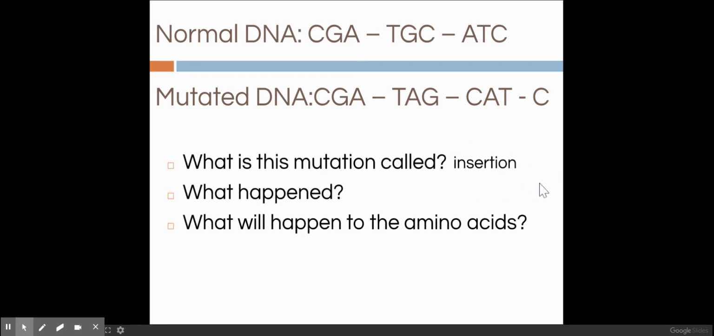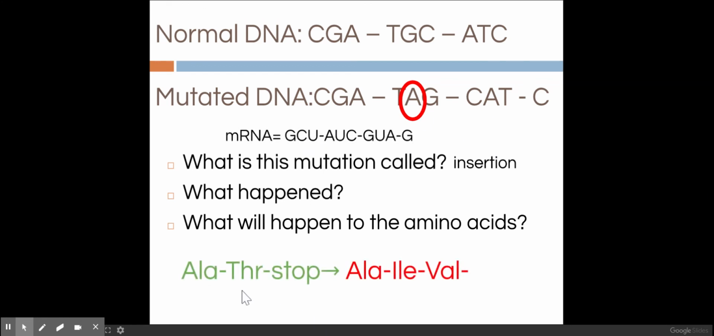All right, so this is what we call an insertion. You can see that this A was added. Sometimes these are a little trickier to figure out. And that shifted my reading frame. So I'm going to change this codon, but I'm also going to change the codon after that. And you'll notice that that changes not only the last one, but the one before it.